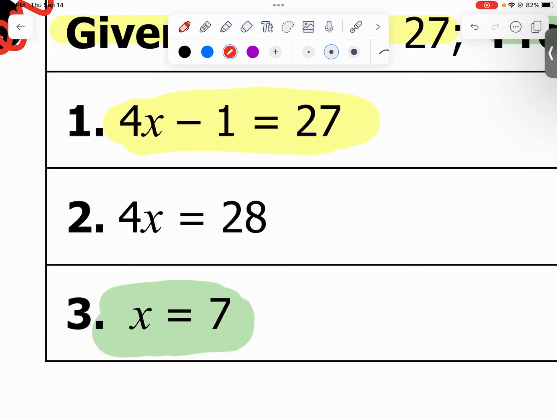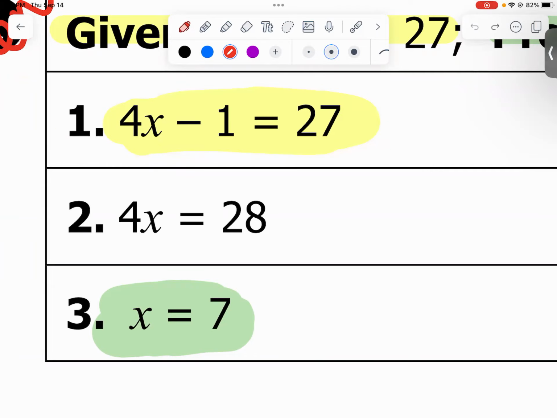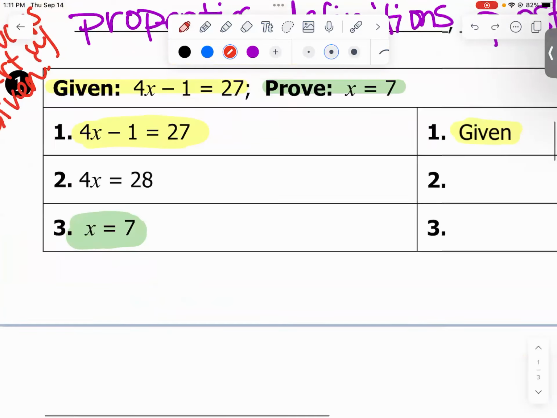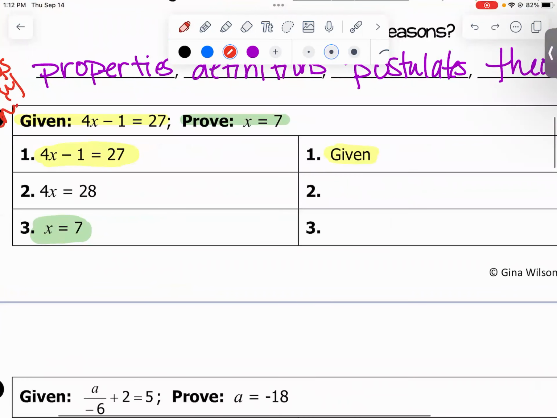Not yet. We're right here. Add 1 to 27. Oh, we need to add 1 to both sides. And if we add 1 to both sides, what do we call that? Addition property. You can say addition property, and if you say ADD property, that'll also be fine. So from here to here, we added 1 to both sides. We used the addition property of equality.